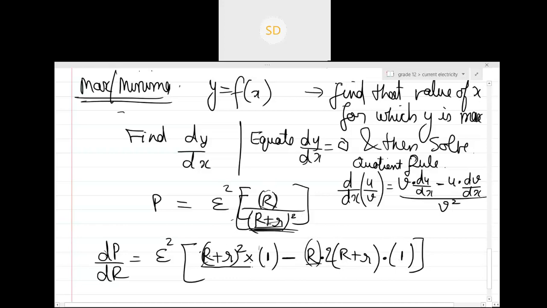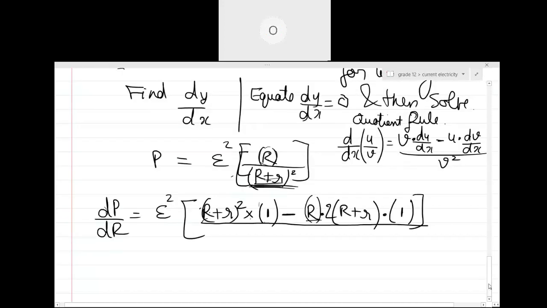When you differentiate this R plus r, we need to differentiate that again. It's not only R. If it had been only capital R, then we would not need to differentiate again. But it was capital R plus some constant small r. So that's why we have to apply the chain rule. This is the chain rule application.